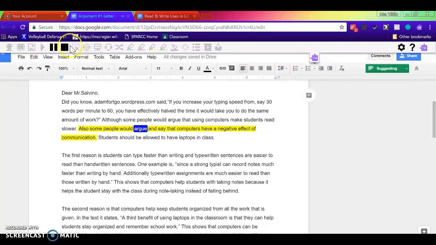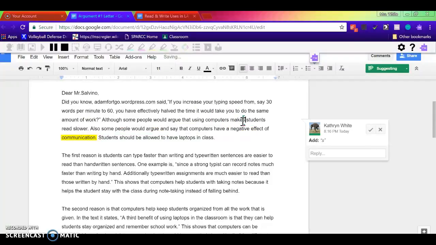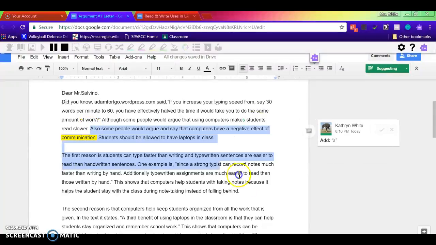Also, some people would argue and say that... Okay, so as you can see in this sentence right here, where it says, although some people would argue that using computers makes students read slower, he has some editing errors. So what I would do as a teacher, or his editing partner, is go in and make the correction to the word or words that I found that needed correcting. Okay, and then we can continue using Read and Write.